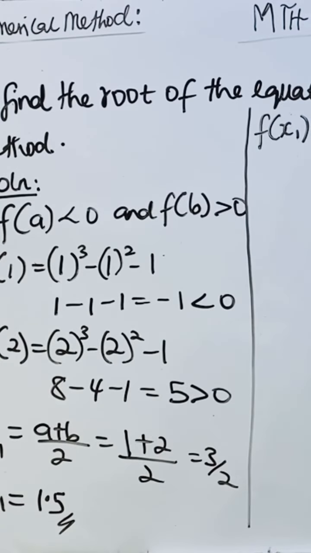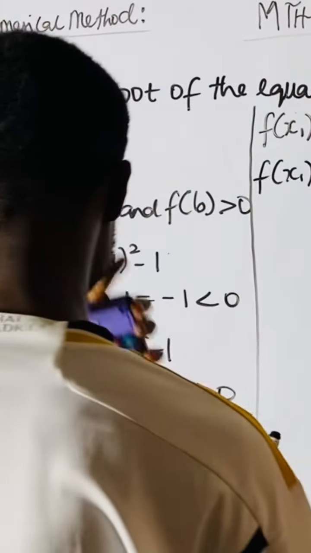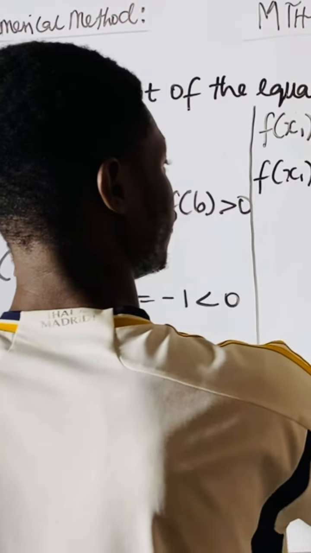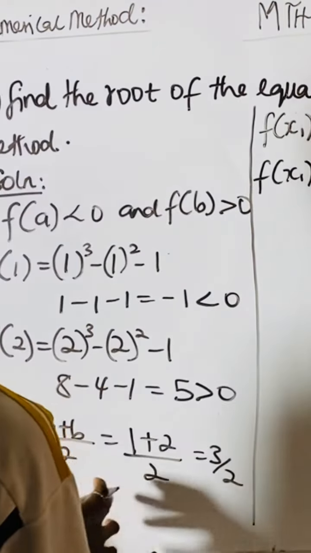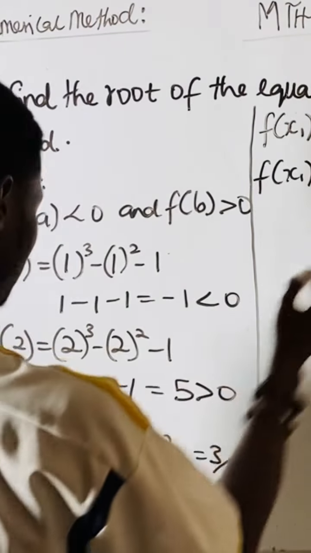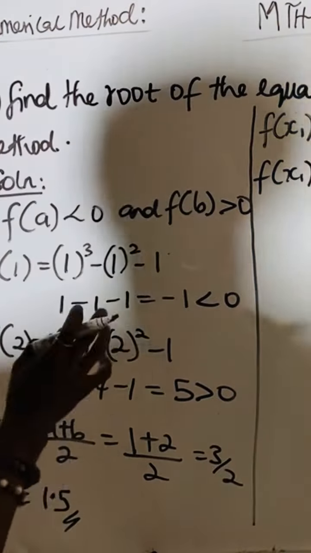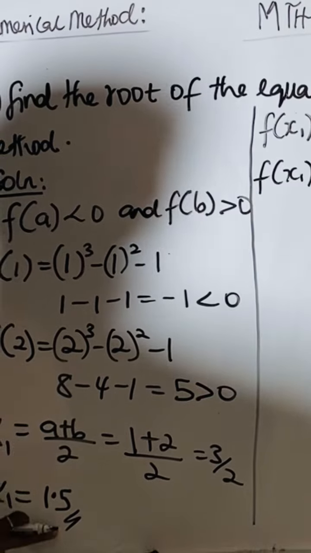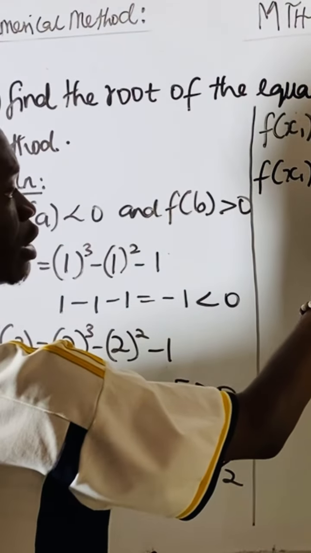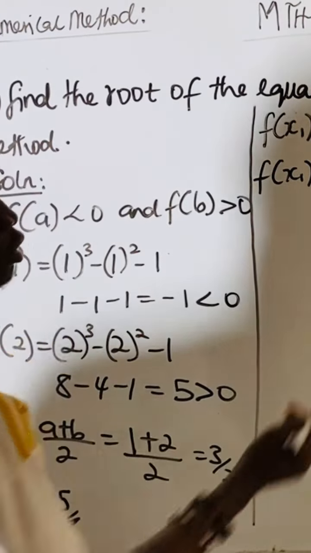If you do it well, our interval for x2 will now be, we still have our 1 and 1.5. Remember, our aim is the one that gives us minus and the one that gives us positive. So this place is A, this place is B. Something like that.